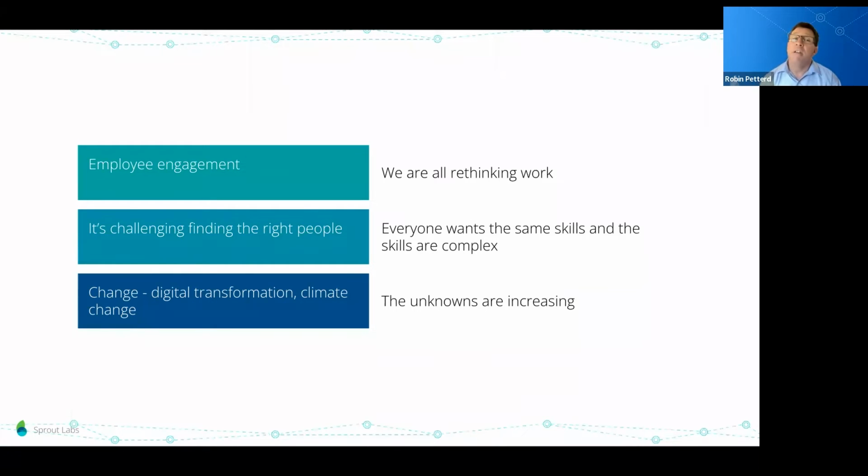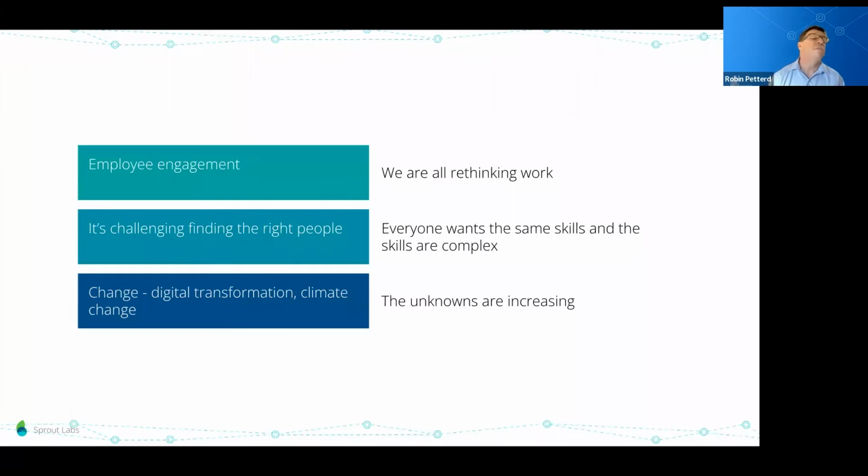We've also seen, especially in the Australian context, that it's really challenging to find the right people, especially in what I later talk about as the emerging perishable skills. Everyone wants the same skills, and they're not things you can do a day workshop on and be an expert in. They take time to develop the types of expertise.